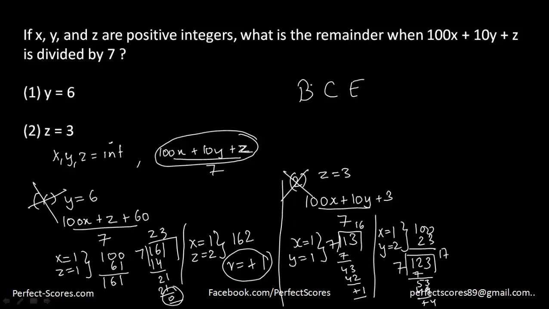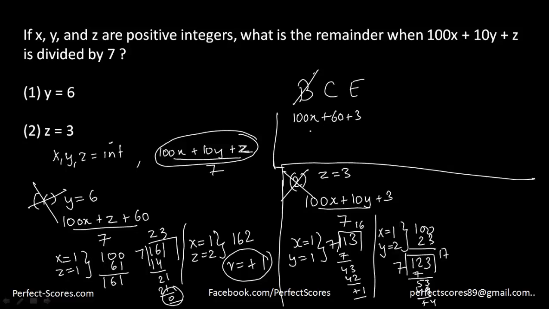statement is also insufficient, which means answer option B is gone. Now I have to combine both the statements. I have to say that y is equal to 6 and z is equal to 3. So let's put 100x plus 60 plus 3. So that is gonna be 100x plus 63, isn't it? So I'll just pick up two numbers, x is equal to 1, then it becomes 163.